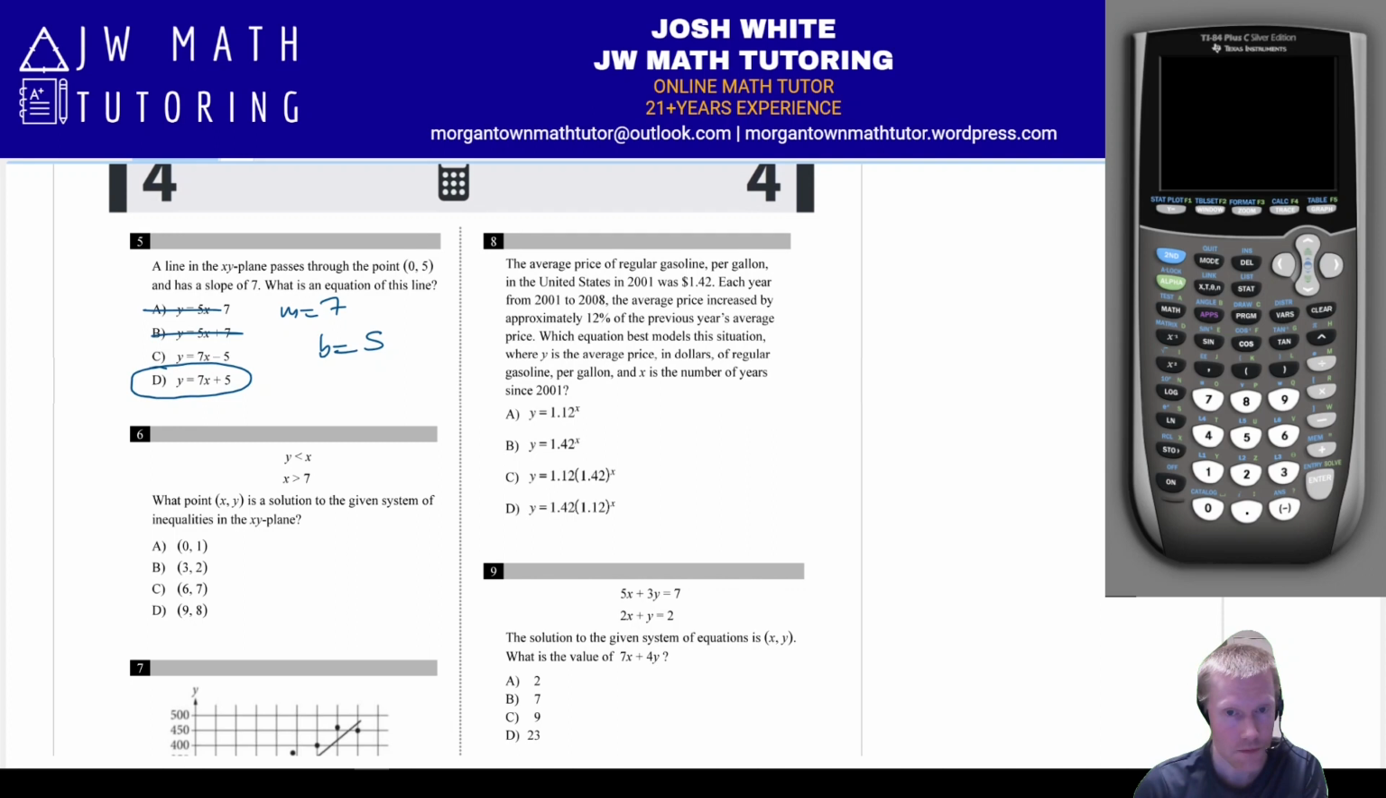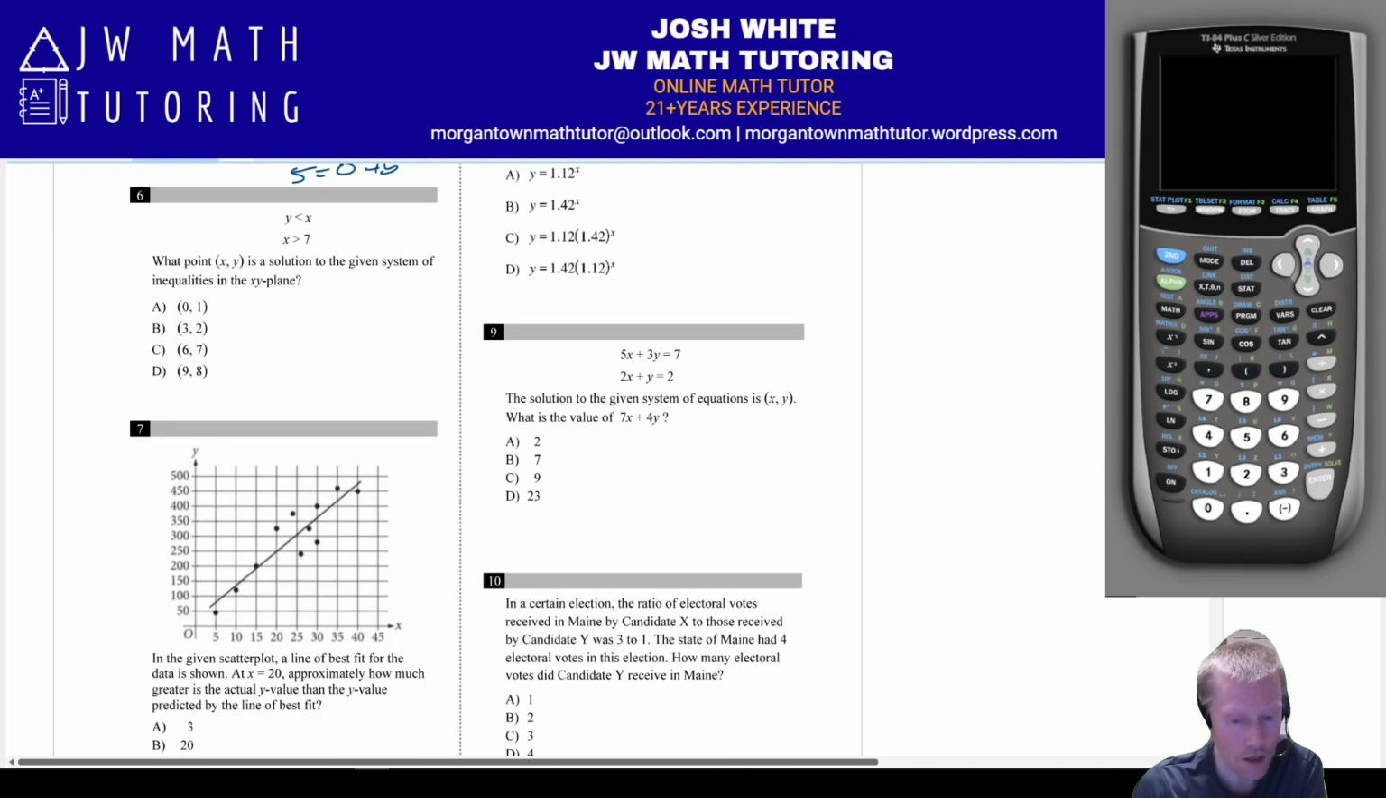Now, if for some reason you didn't recognize that, you could just technically go and plug in 5 for the y value, 7 for m, 0 for the x value into y equals mx plus b, and then you could solve for b. But hopefully you notice 7 times 0 is 0. Okay, 5 equals 0 plus b, and b is just going to equal 5, which, like I said, we already knew. But correct answer is going to be letter D.